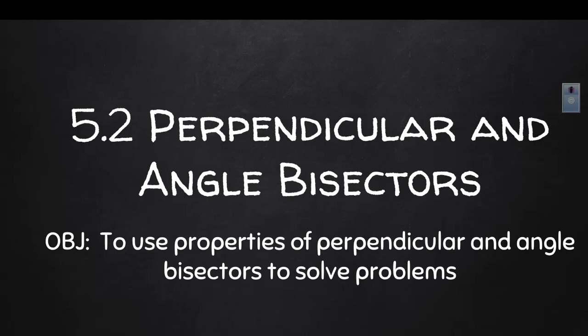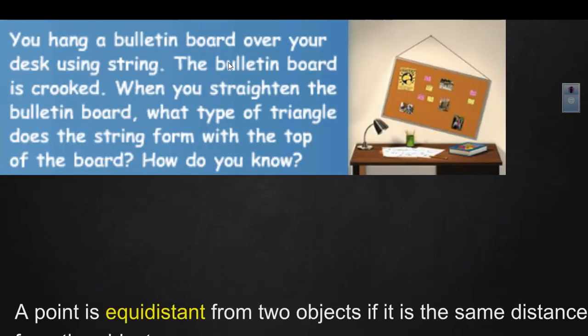Lesson 5.2, perpendicular and angle bisectors. So let's say you're going to hang this bulletin board over the desk using the string. The bulletin board is crooked. When you straighten the bulletin board, what type of triangle does the string form with the top of the board?